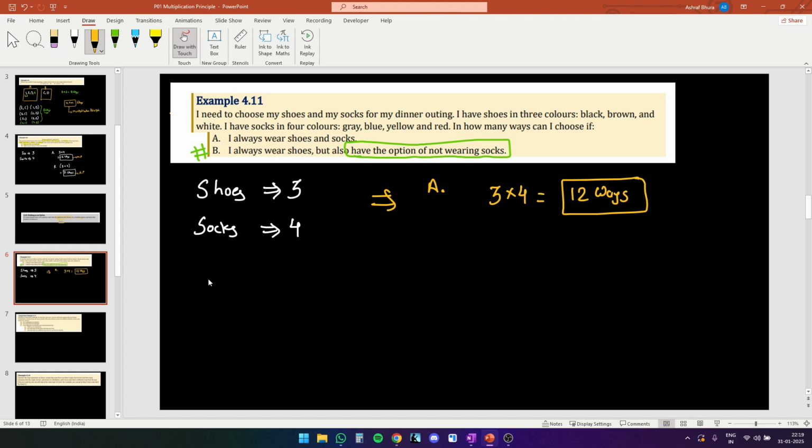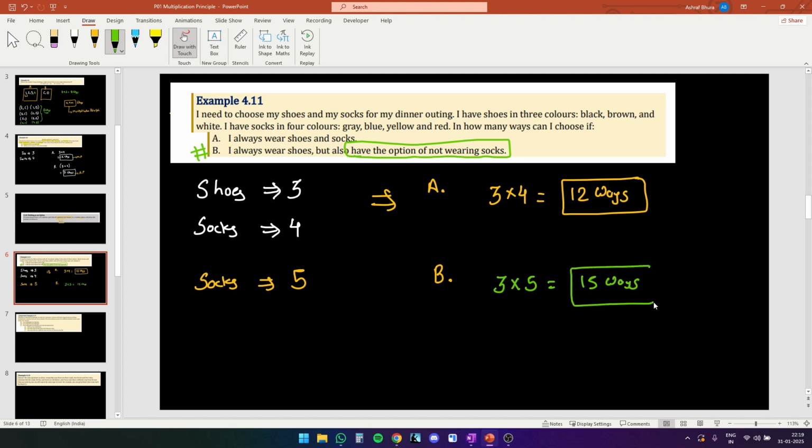So can I say now the choices are different? The 4 colors which we have are grey, blue, yellow and red, and one more thing we have is not wearing a sock. So this makes the choices a total of 5. So for the B part, instead of 3 into 4, the answer becomes 3 times 5. So this is 15 ways.